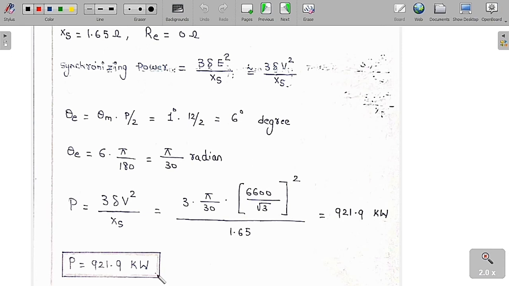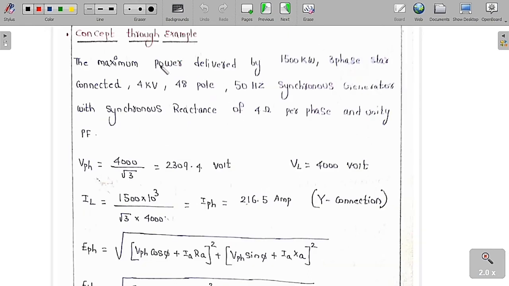So line voltage is equal to 3 phase, so phase is equal to line by root 3. So we can substitute this one in the question they are given. XS is equal to 1.65. So if we solve this one, we are going to get 921.9 kilowatt. So let me discuss another example here.